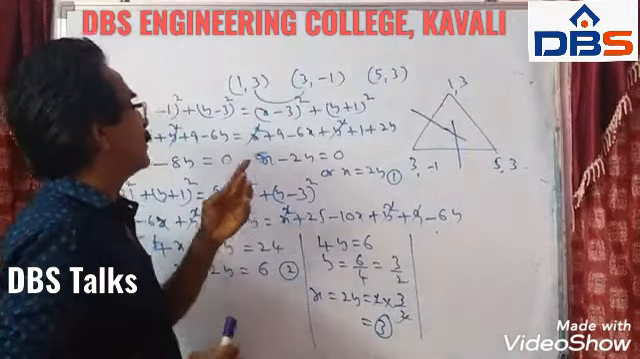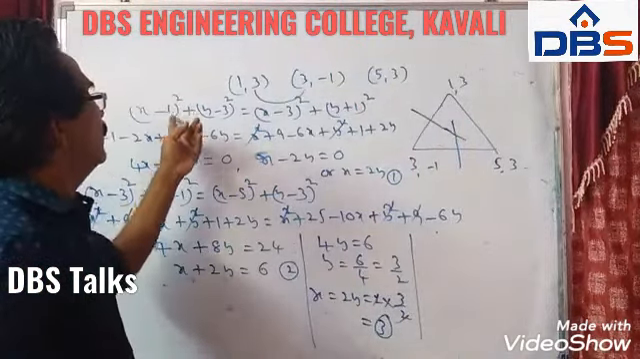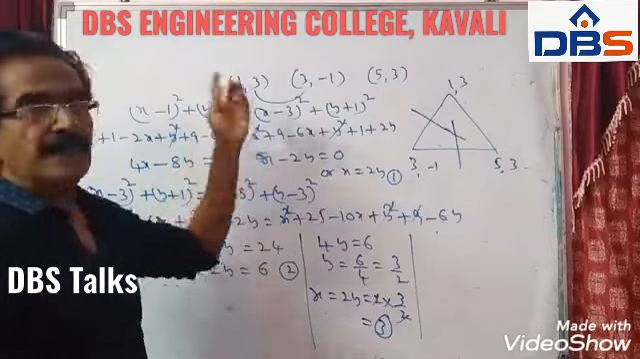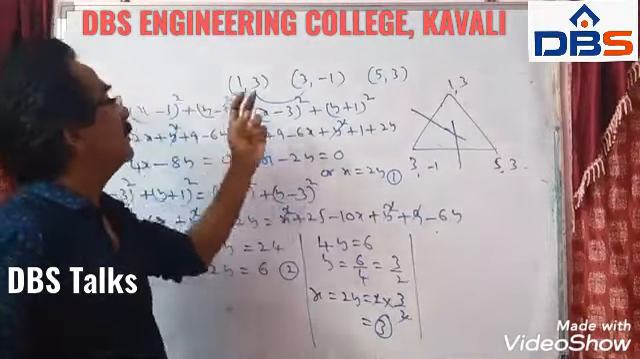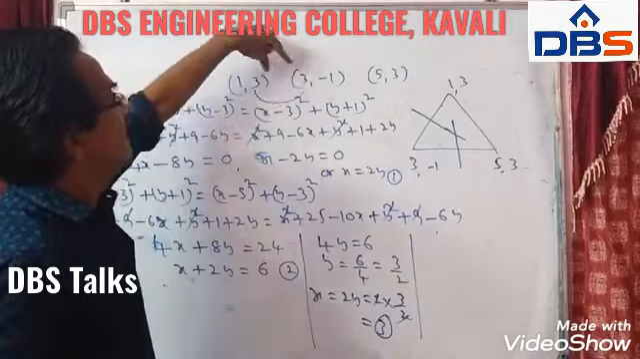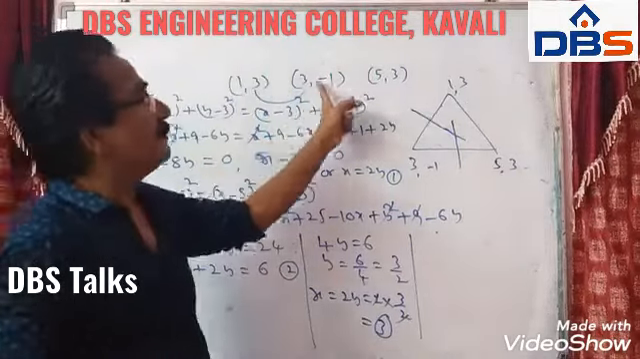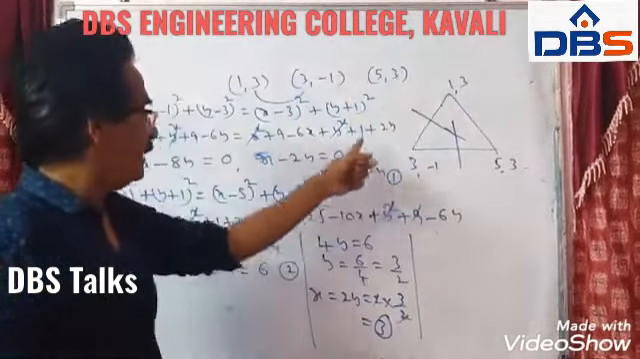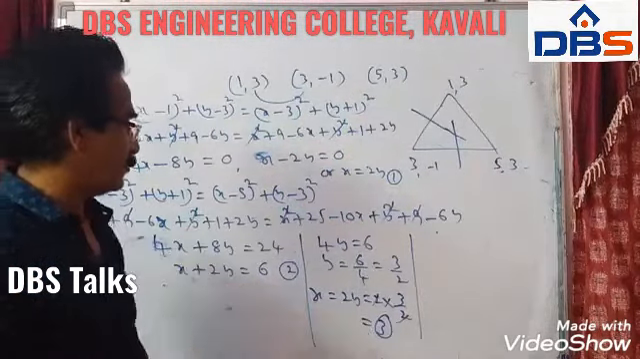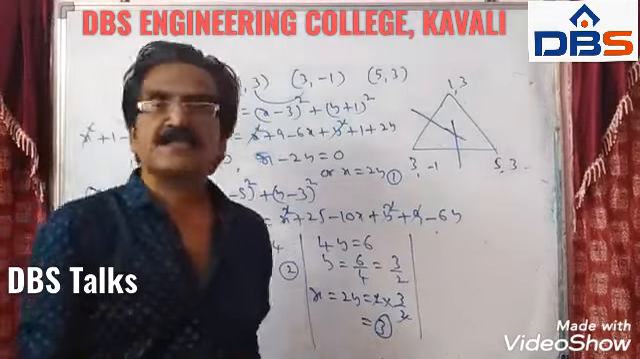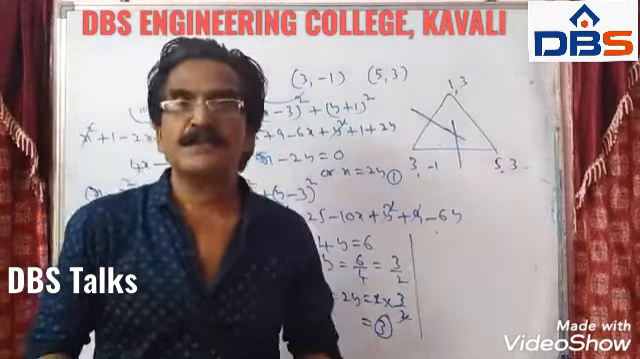Okay friends, you have to remember this formula for the equation of the perpendicular bisector. We have found the equations of the perpendicular bisectors of these two pairs of points and solved those two equations. We got x is equal to 3 and y is equal to 3 by 2.